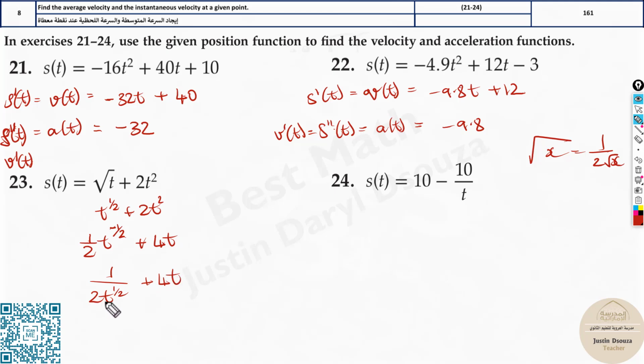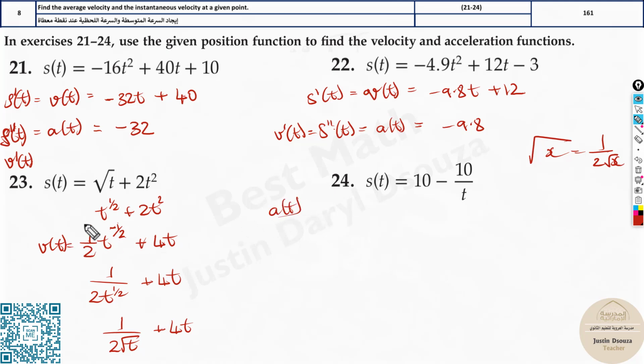Now here, instead of writing it t to the power half, I can write it as square root because that's the original form, right? Plus 4t, that's it. And now if you derive this again, you're going to get acceleration. So this is the velocity. This is the answer, yes. But I'll use the power form to derive because it's much easier. So this is the velocity, right? For acceleration, I'll just derive this one.